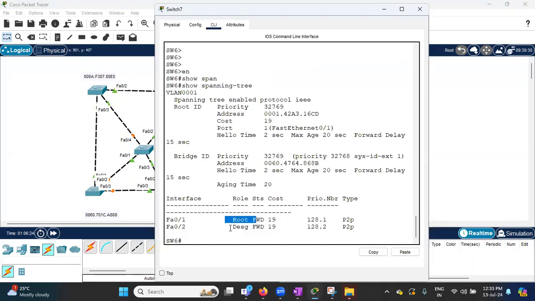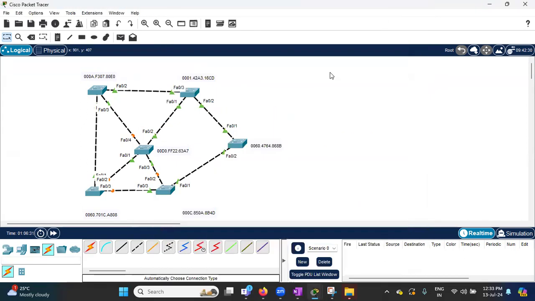Okay. One root port and one DP port. Correct? All is done. Clear? Clear or not? Yeah. Any question? Any doubt? Okay.